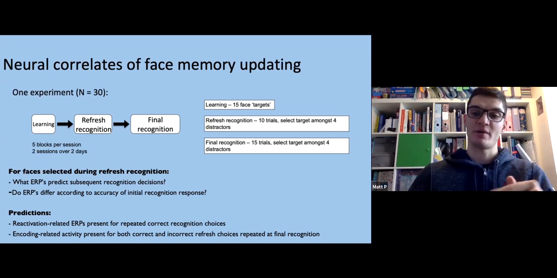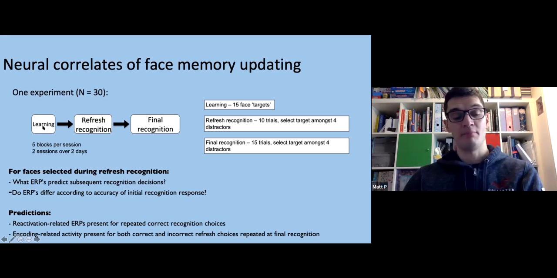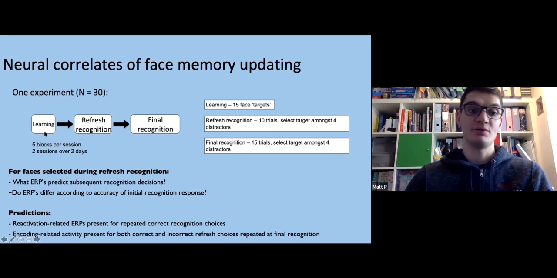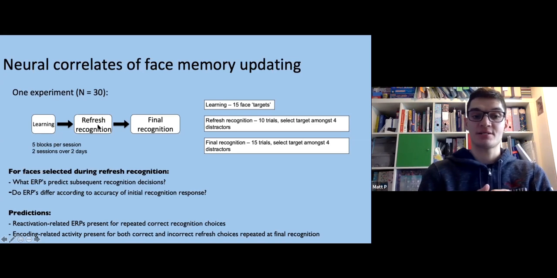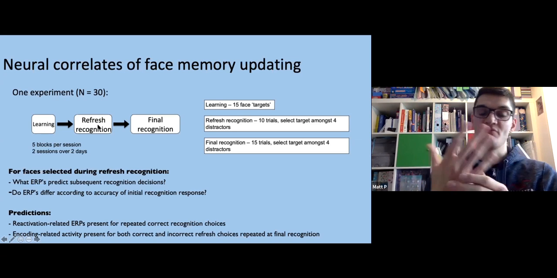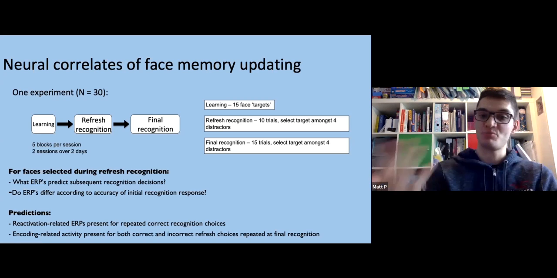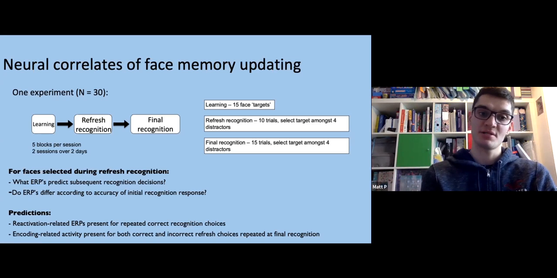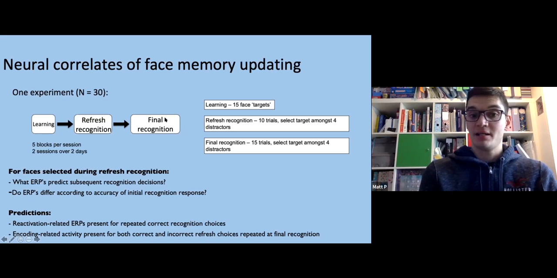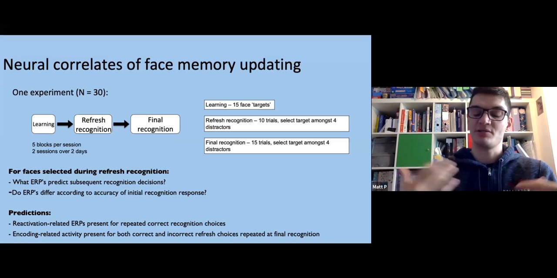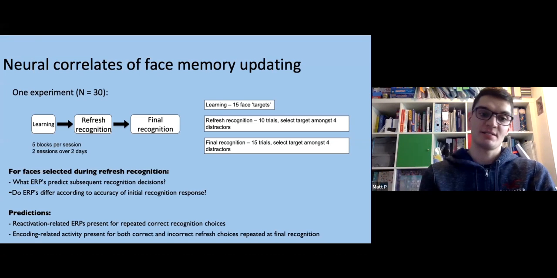So in this EEG experiment, we had a similar paradigm to the one I presented earlier: a learning phase where participants learned several targets, a refresh recognition task where, again, they're presented with five faces. One of them is a target from learning. The other four are the distractors. They just need to pick which face they remembered to be the target face. And then there's the final recognition task, again the same task of trying to remember the faces from the learning phase.